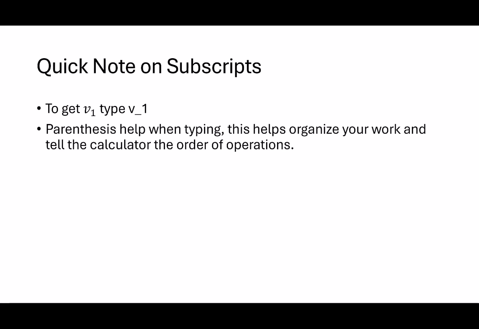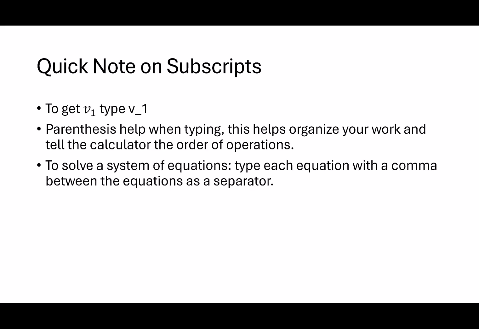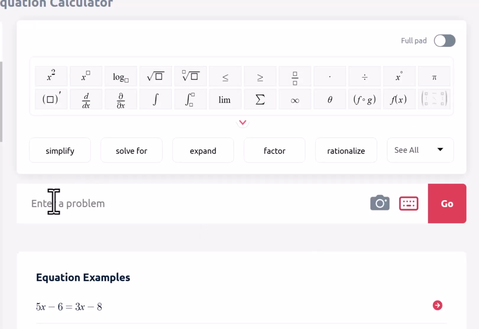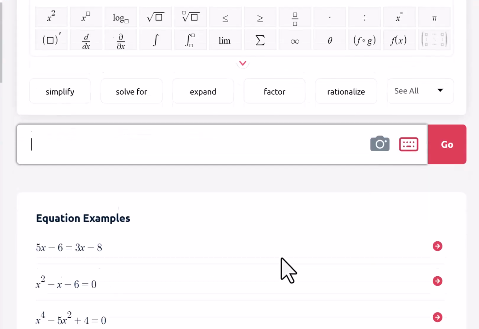Parentheses are going to help when you're typing this in. It helps organize your work, and it also tells the calculator the order of operations. Then, to solve the equations, we're going to type each equation with a comma between the equations as a separator. This tells the calculator that we're using both of the equations at the same time. To get started, I click in the space that says Enter a Problem.